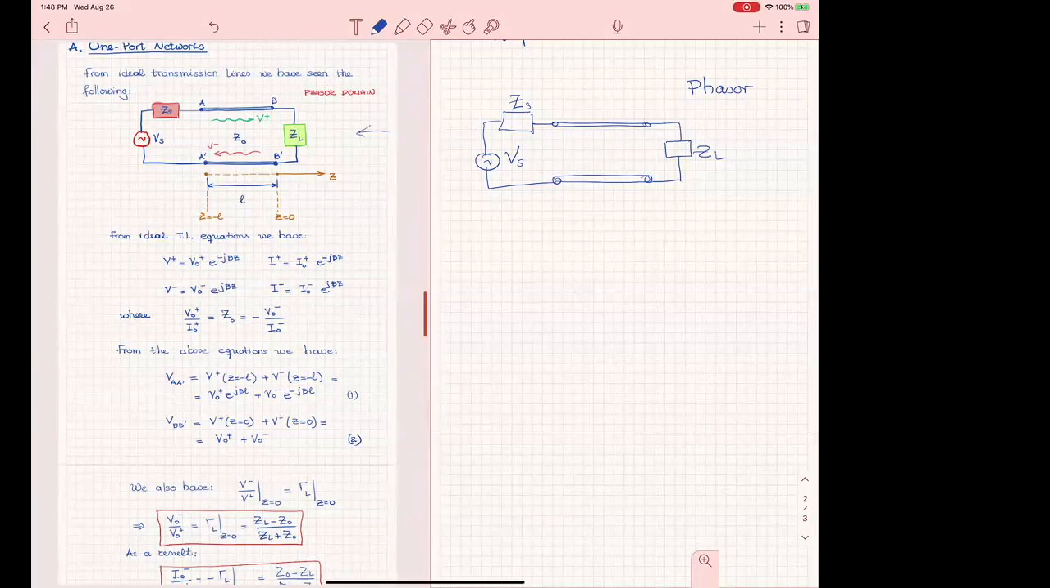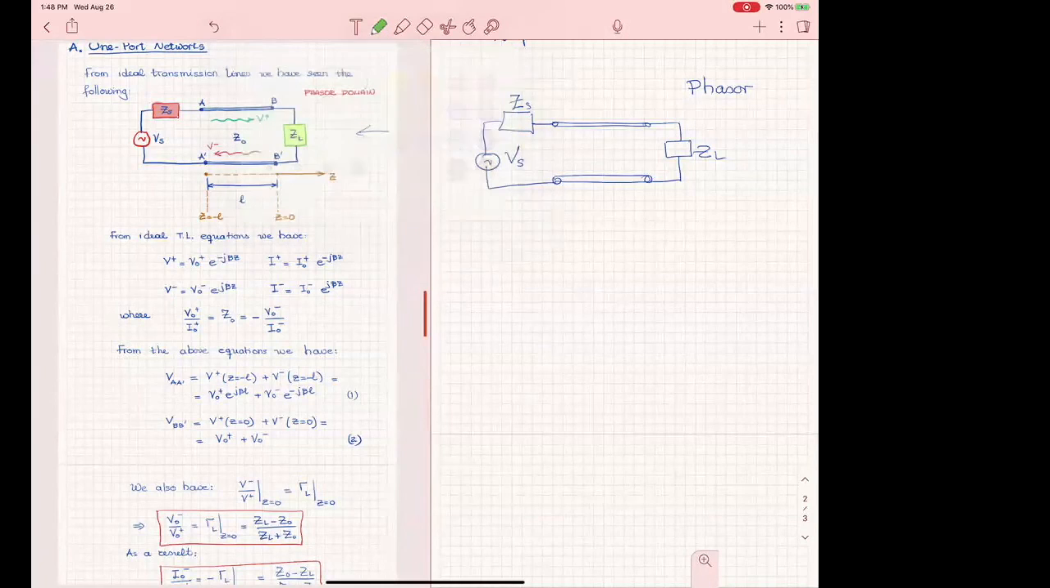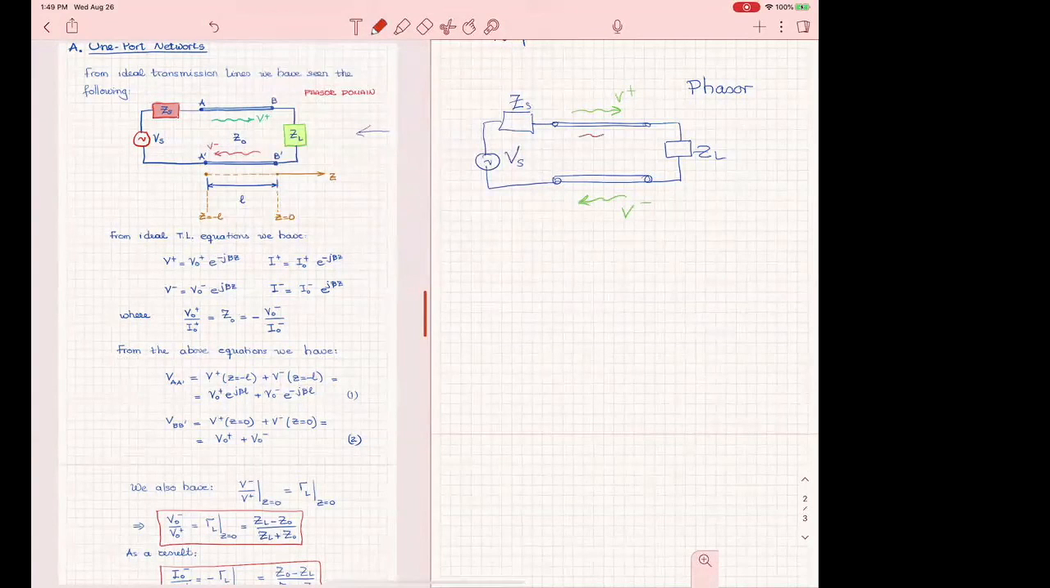And there we spoke at the time about the following types of waves. We have a voltage wave that comes like an incident wave towards the load, and we have a reflected voltage wave. Also we have corresponding current waves, both an incident and a reflected.